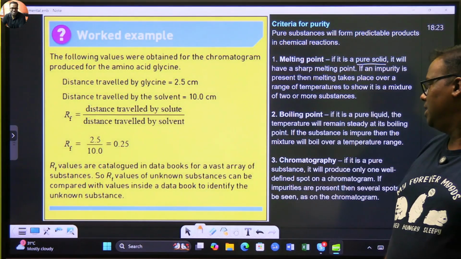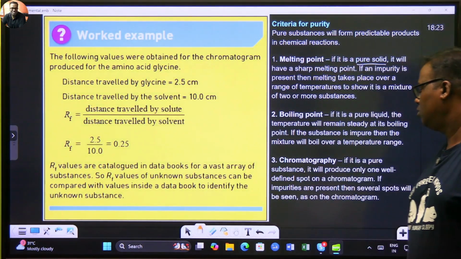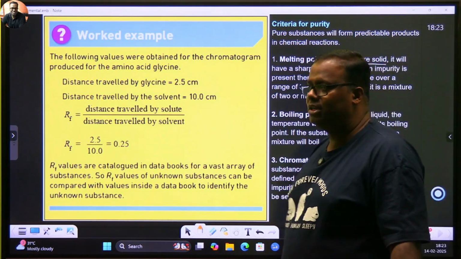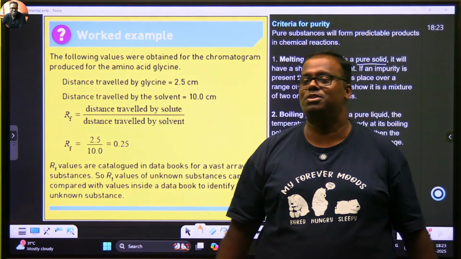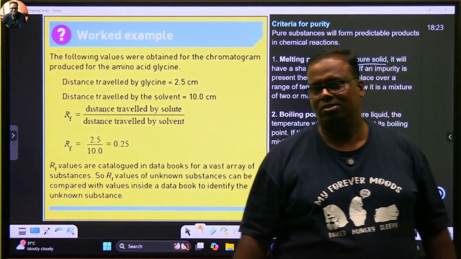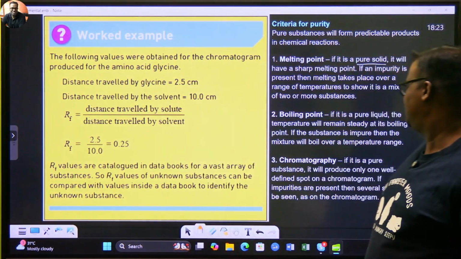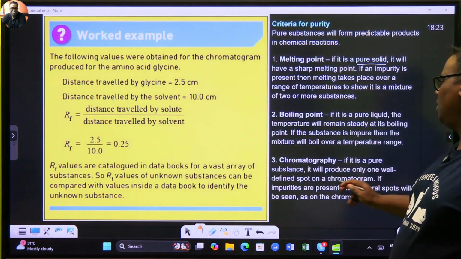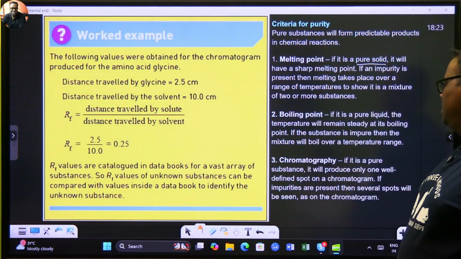Same thing, yeah. And next comes chromatography. Can you tell me without looking at it, in chromatography, how will I know it's a pure substance? One impression. So it says, a pure substance will produce only one well-defined spot on a chromatogram. If impurities are present, then several spots will be seen.